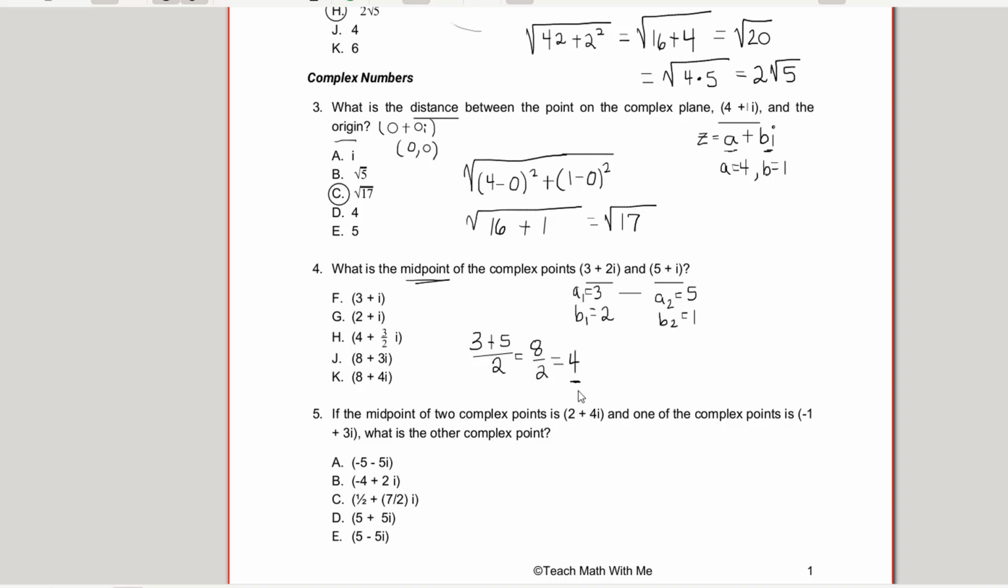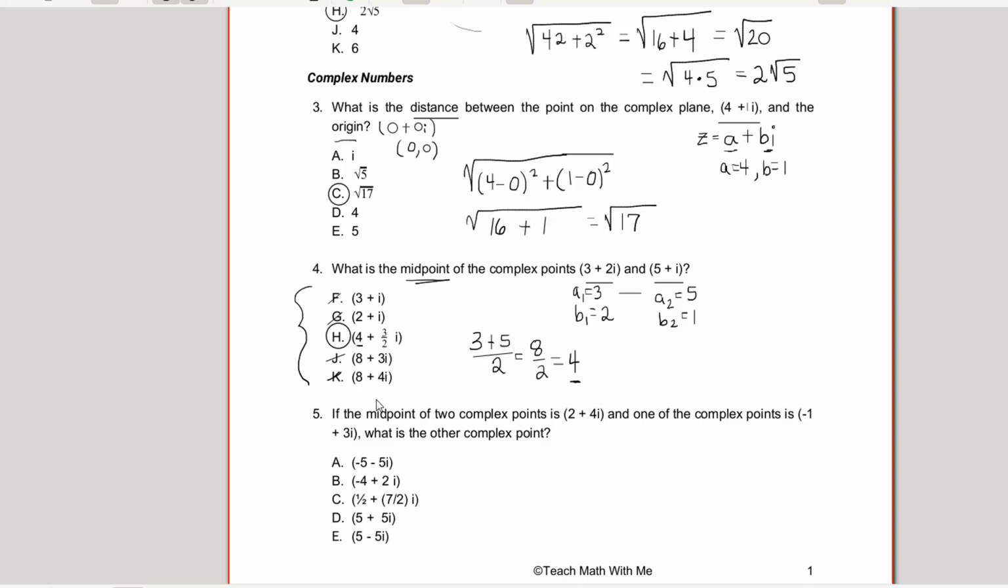Now what we could do here, because when we're working questions on the ACT, we want to work them correctly, but also as quickly as we can. When I first come and I find this real component, I can look through my answer choices and see which option has a real component of 4. That has a real component of 3, that's out, 2, there's 4, and then we have 8 and 8. So right now, without even completing working through the question, I know that the answer is answer choice H because it's the only one with the real component of 4.